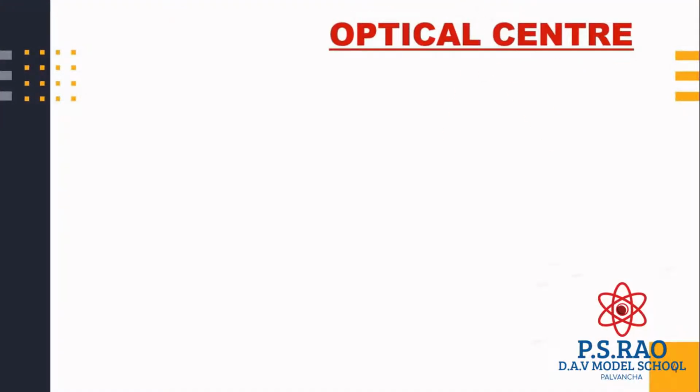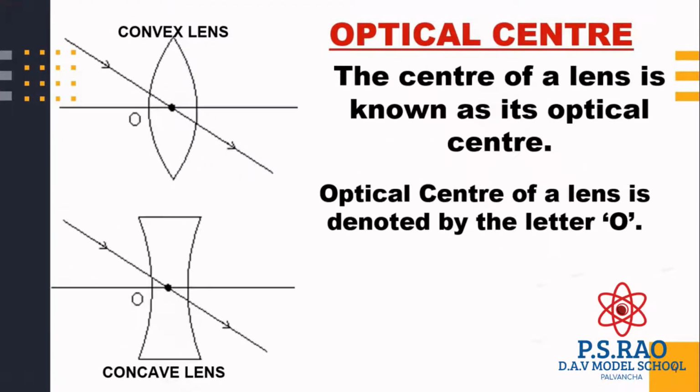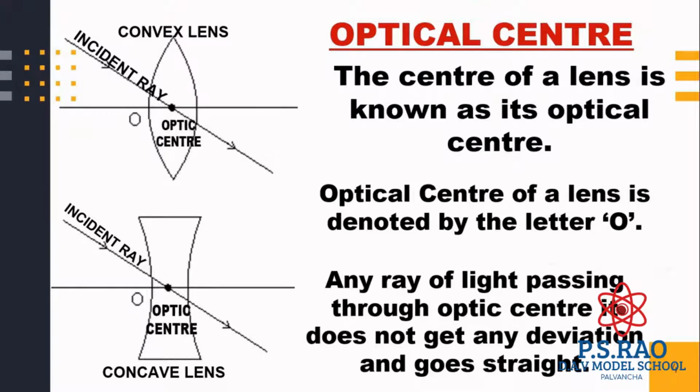The center of a lens is known as its optical center. Optical center of a lens is denoted by the letter O. Any ray of light passing through the optical center does not get any deviation and it goes straight.